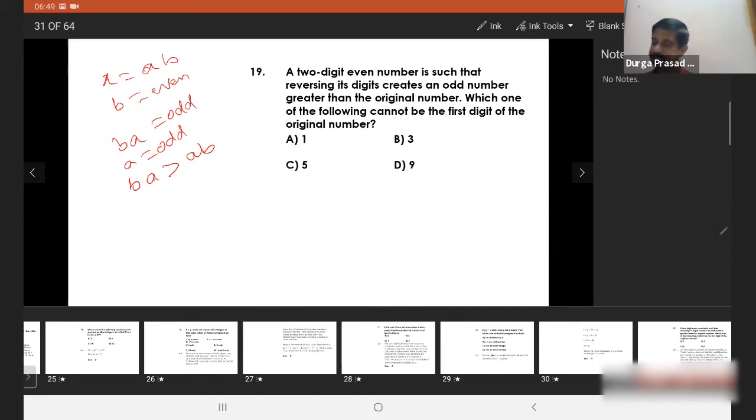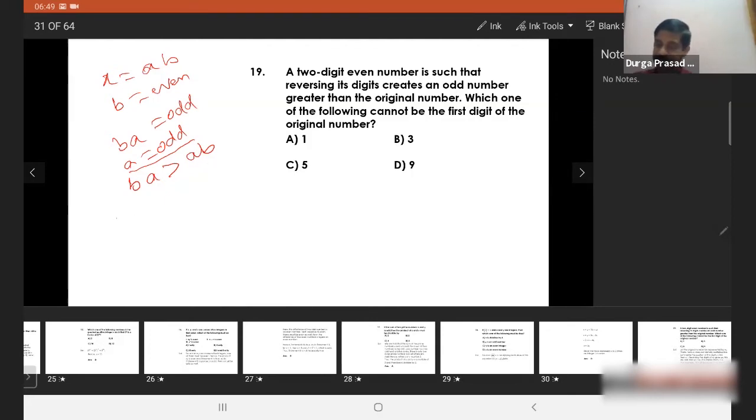So let us see. We have analyzed and written certain things. A is odd, so all four can be answers. Which of the following cannot be the first digit? Based on this point, I can say all four are possible answers. But next, what did he say? BA is greater than AB.